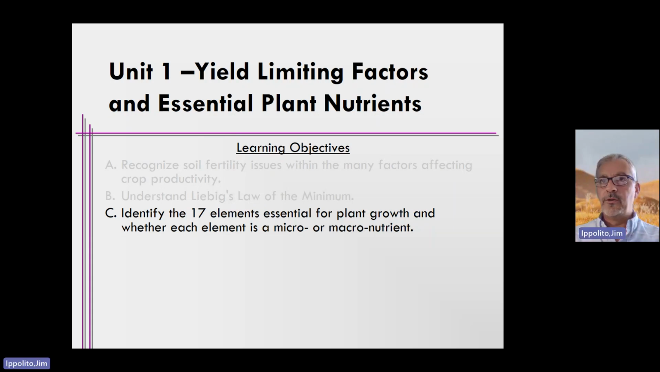Let's move on to the third learning objective for Unit 1. Sorry, but it's memorization: you should be able to identify the 7 essential elements for plant growth and identify whether each is a macro or a micronutrient.